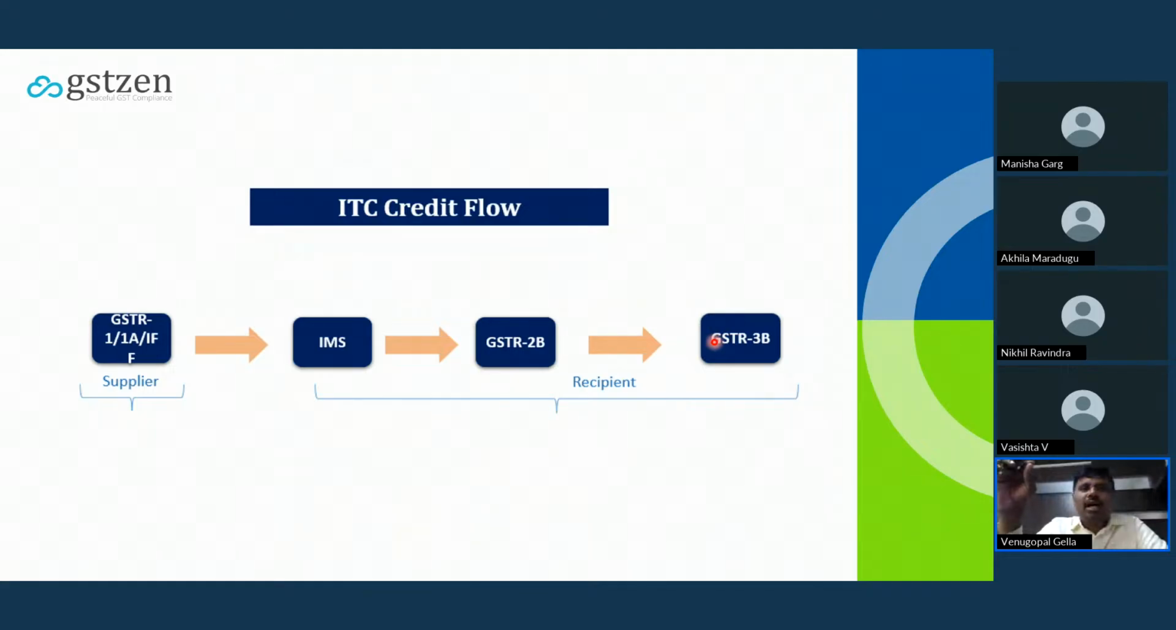So the entire credit comes to 4A5, whether eligible or ineligible. If it is ineligible, permanently it will be reported in 4B1. If it is a timing difference, where you have not fulfilled some of the conditions under Section 16(2) and you want to avail it at a later date, you will report it in 4B2. This is the flow of GSTR 3B.